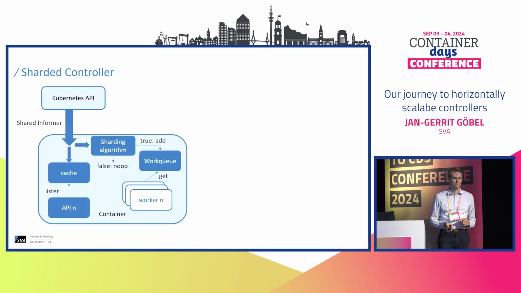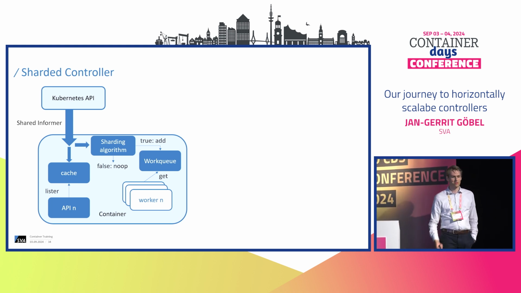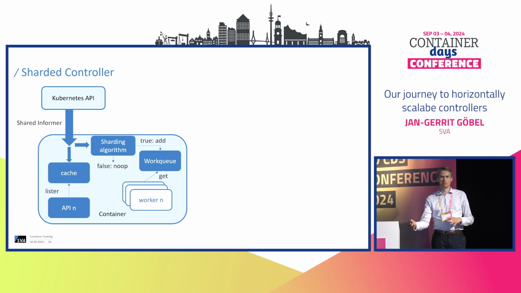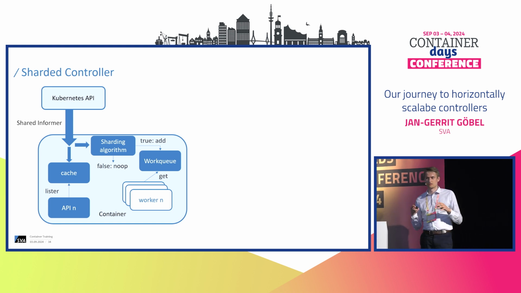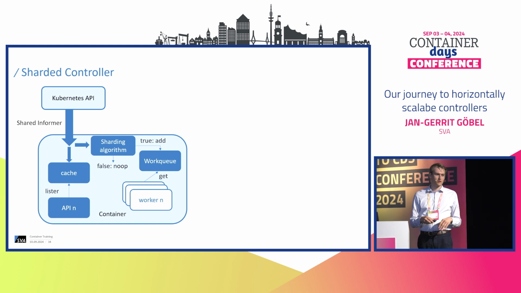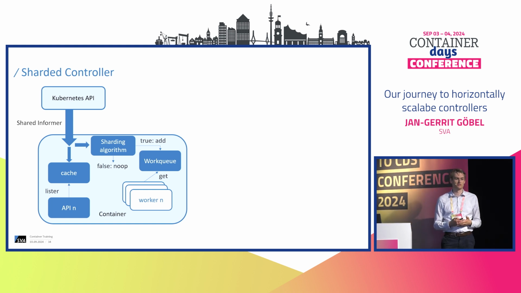So this is now the final picture of the sharded controller. We have the Kubernetes API, we have a shared informer, and then we have this sharding algorithm that is listening for all the changes. If the sharding algorithm returns true, referring to one of the last slides, we add this to the work queue. This only applies if my current replica should reconcile this. So if I have 4 replicas, only one of them is going to reconcile it, so we don't have concurrency issues.